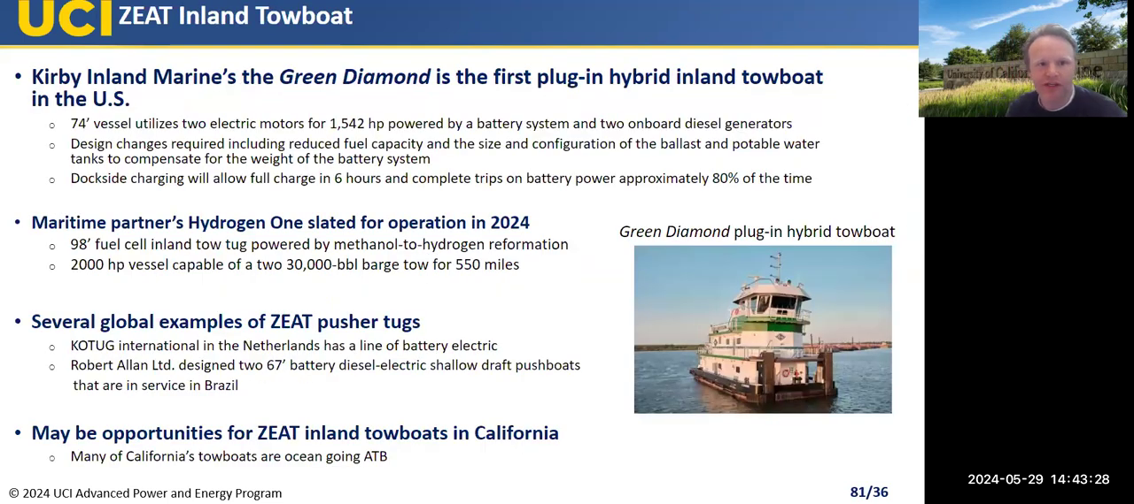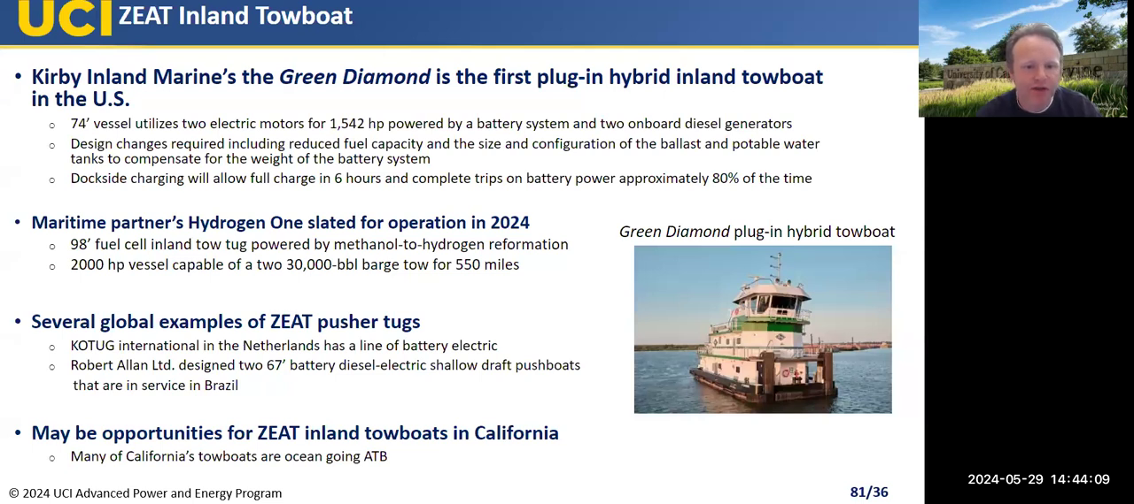So there is an example of a ZEAT inland towboat, Kirby Inland Marine's the Green Diamond. And that's an interesting boat. They did have to change the design, including reducing fuel capacity and the size and configuration of the ballast, which could impact its capabilities. But it's still an interesting vessel. Maritime Partners' Hydrogen 1 is another example that's slated for operation in 2024. That is an example of methanol, so it'll have onboard methanol to hydrogen reformation, which will then be put in a fuel cell.